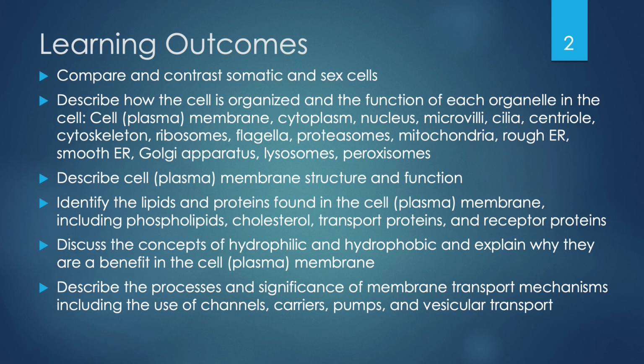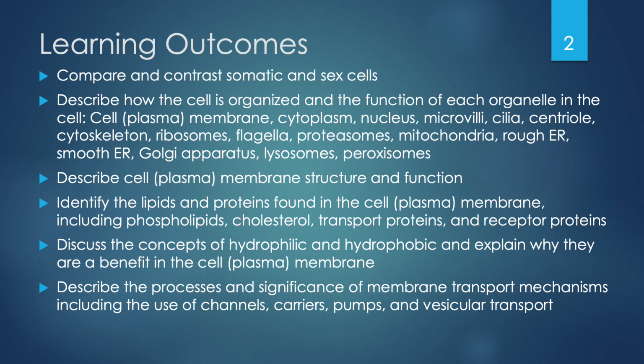The learning outcomes for today's lecture include the following: to compare and contrast somatic and sex cells, to describe how the cell is organized and the function of each organelle in the cell. So this includes the cell or plasma membrane, the cytoplasm, nucleus, microvilli, cilia, centriole, cytoskeleton, ribosomes, flagella, proteasomes, mitochondria, rough endoplasmic reticulum, and smooth endoplasmic reticulum, the Golgi apparatus, lysosomes, and peroxisomes.